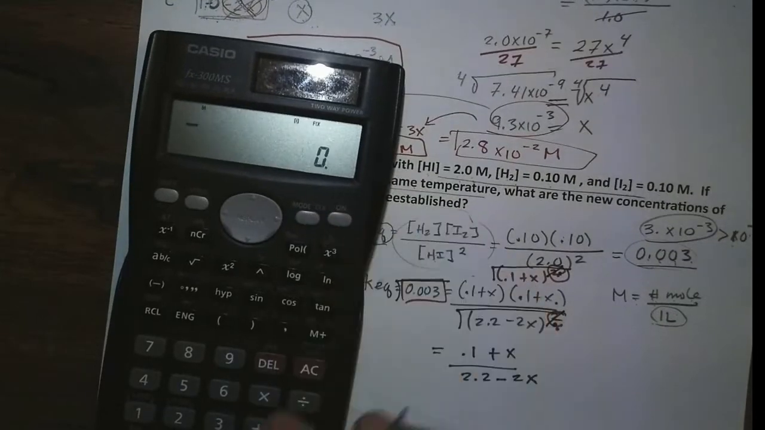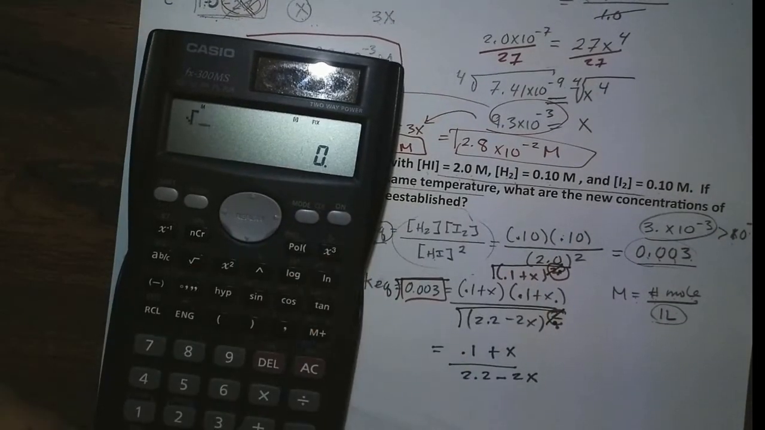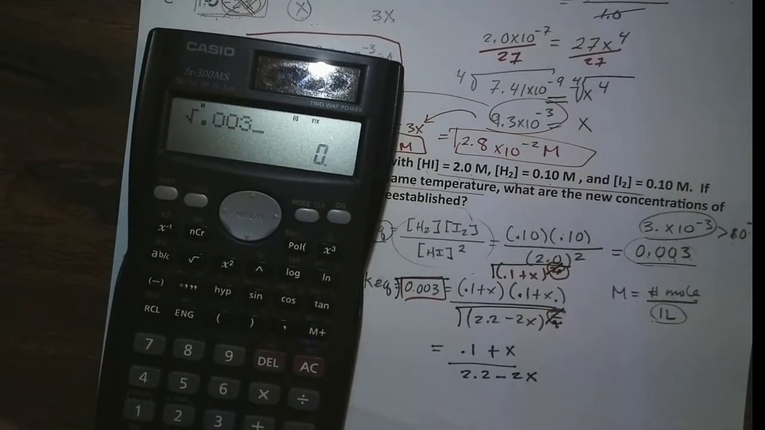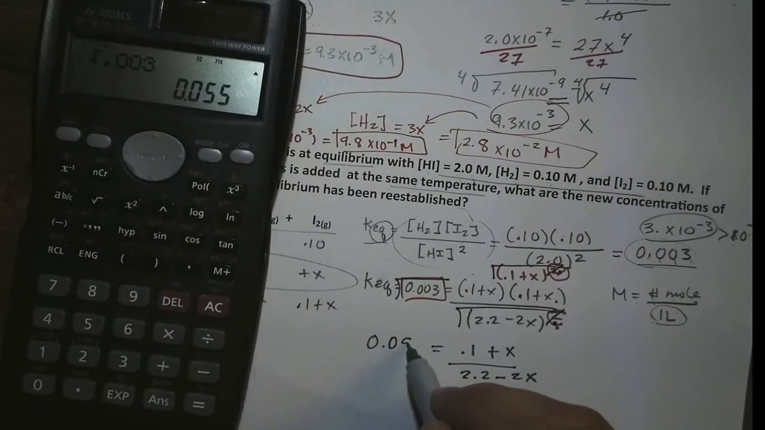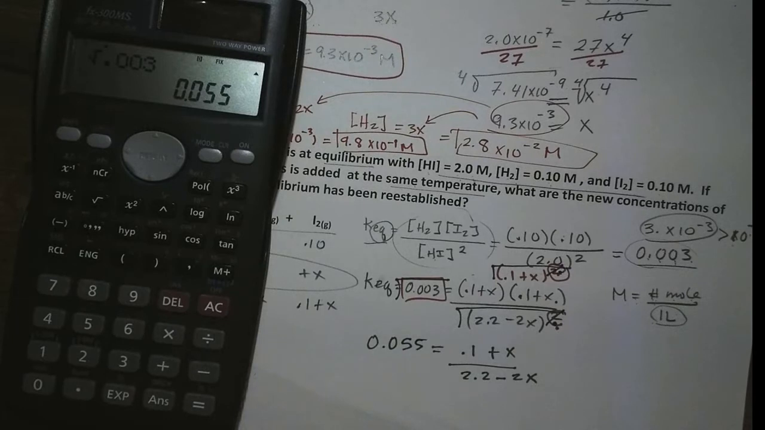So what do we have to do? Square root 0.003, and that gives us our answer of 0.055. There you go. Now we don't have the second power anymore, so it's a lot easier, right? And the rest is just basically solving for x. Hopefully you have the algebra skill to do it.